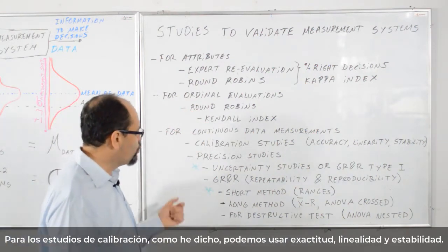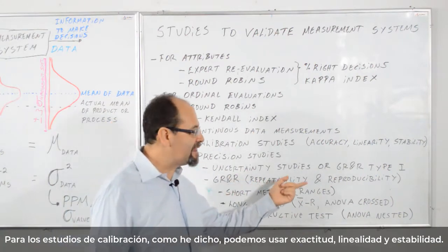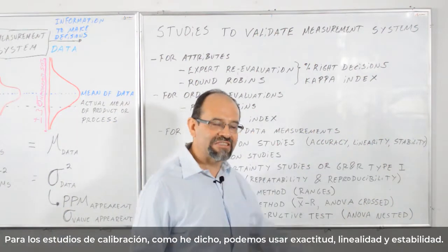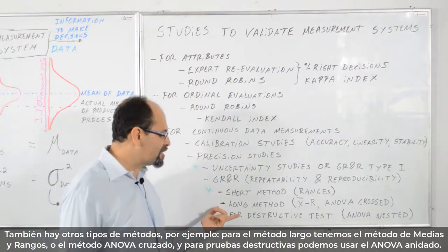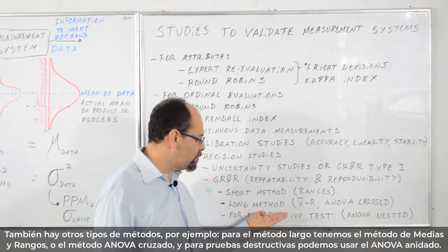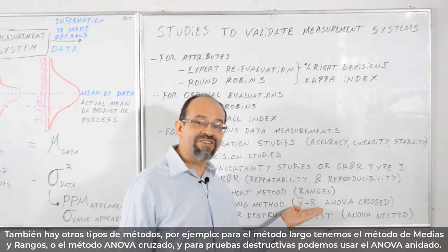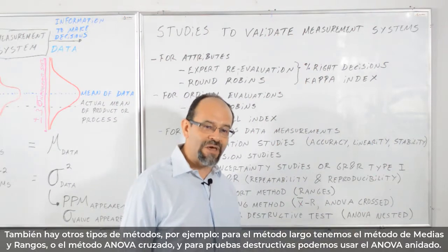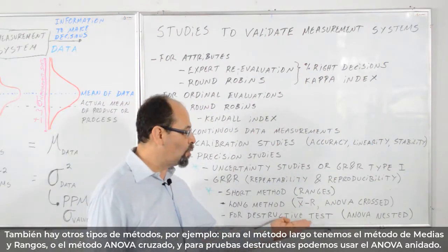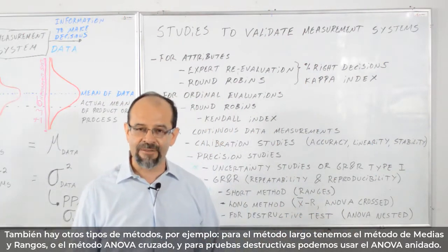And of course, for calibration studies, as I have said, I can do accuracy, linearity, stability method. And also there are some other methods. For instance, for the long method, we can have the mean and ranges method or ANOVA cross method. And for destructive test, we can have ANOVA nested.